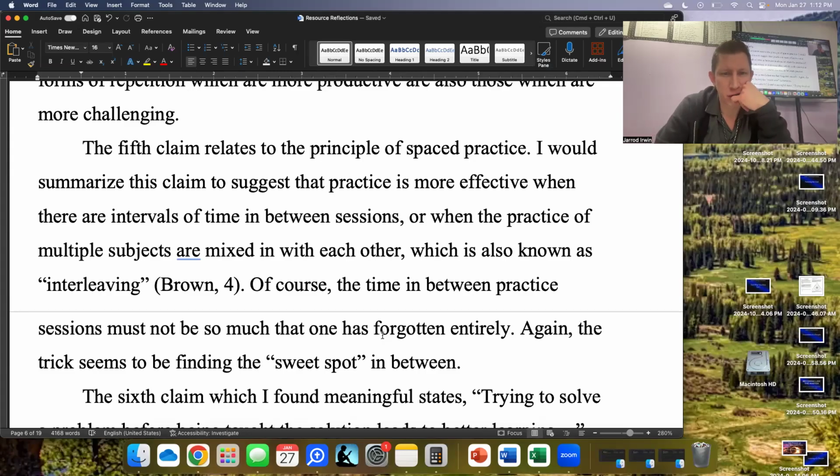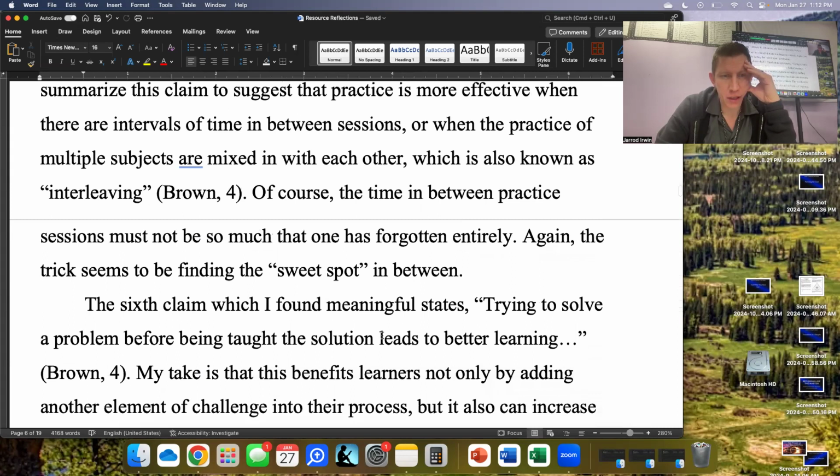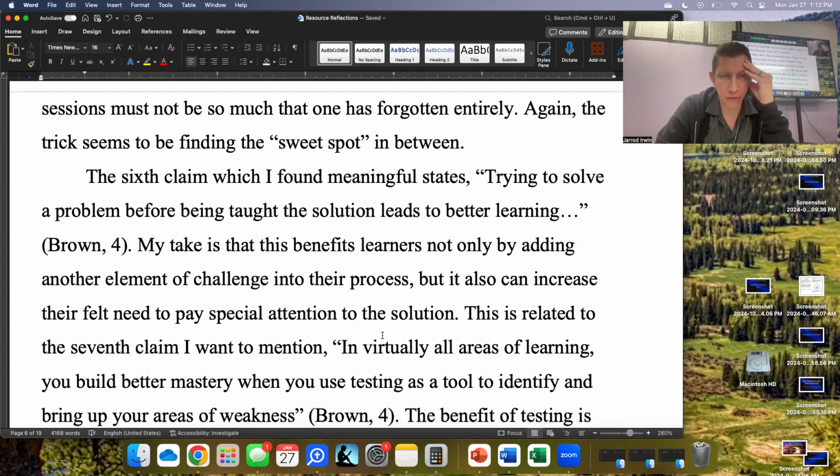Okay, see, that's where I got it messed up. I said extend it out, but you didn't specify. Or when practice of multiple subjects are mixed in with each other, which is also known as interleaving. Sixth claim, so this is where we're picking up where we left off, correct? Sixth claim, which I found meaningful, states, trying to solve a problem before being taught the solution leads to better learning. My take is that this benefits learners not only by adding another element of challenge into their process, but it can also increase their felt need to pay special attention to the solution.